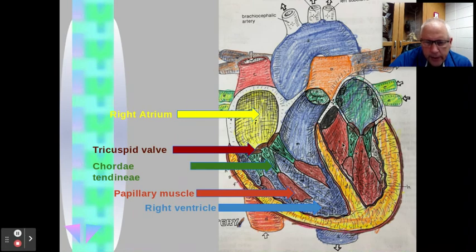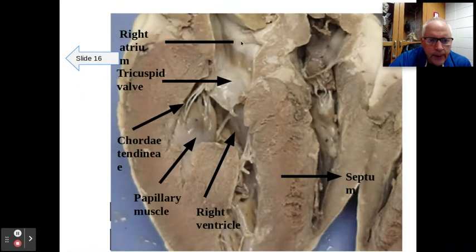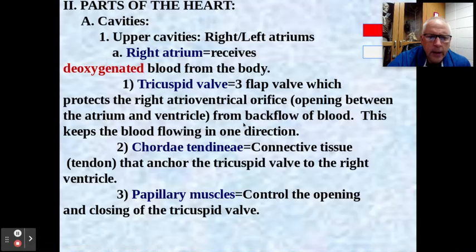That's where we're going to start. So we have deoxygenated blood. On the real heart, that's this space up here. You can see it. It looks very similar to the diagram, and there's the tricuspid valve. It's going to be hard to see, but you should see three flaps there.